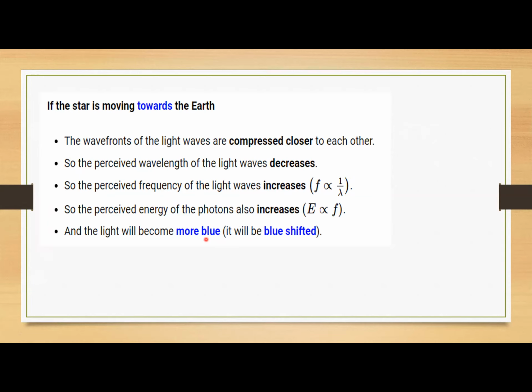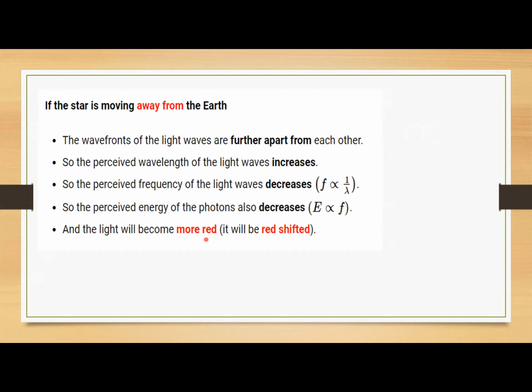Okay, what about if the star is moving away from the Earth? When the star is moving away from the Earth, it's going to be the opposite of this one. So here it is. If the star is moving away from the Earth, then the wave fronts of the light waves are further apart from each other. That means that the wavelength of the light waves increases.